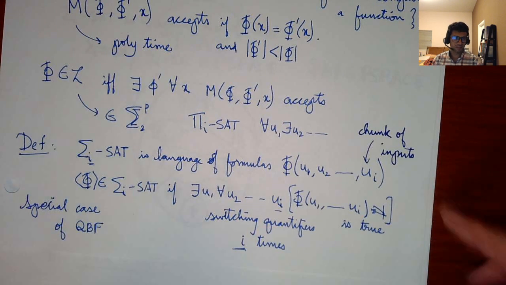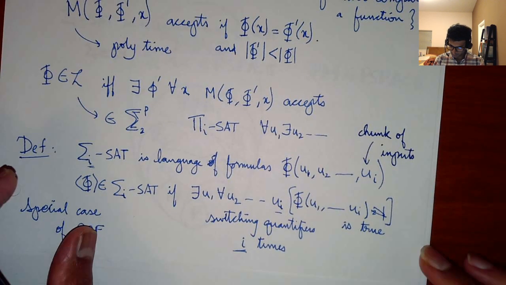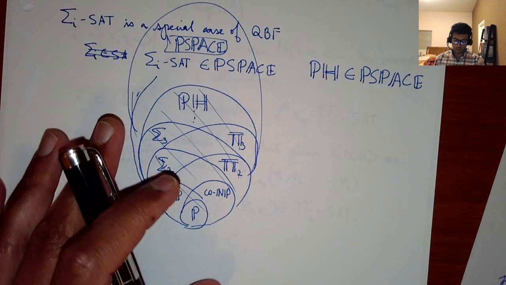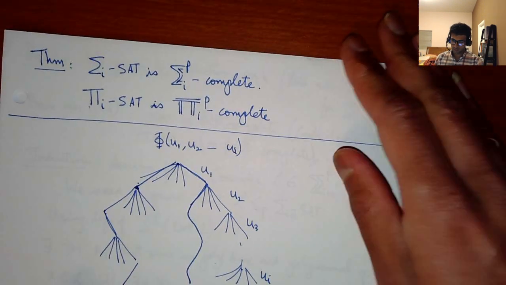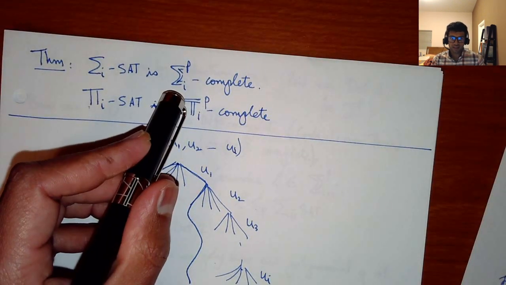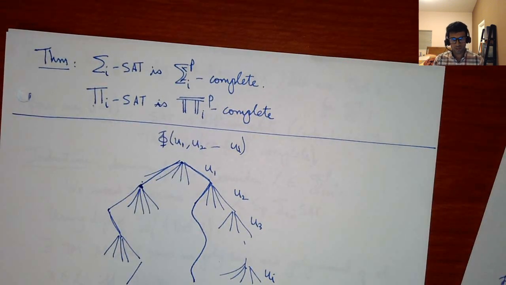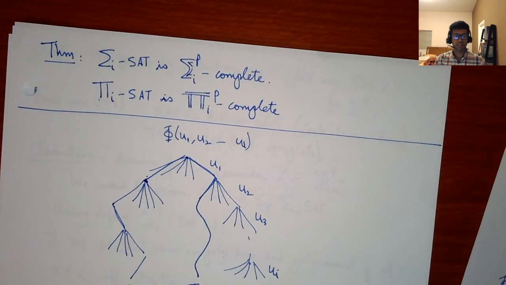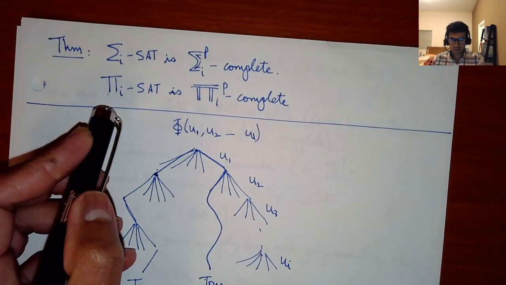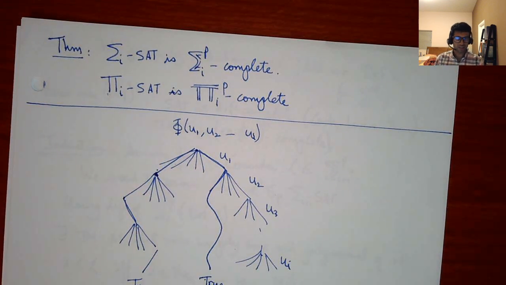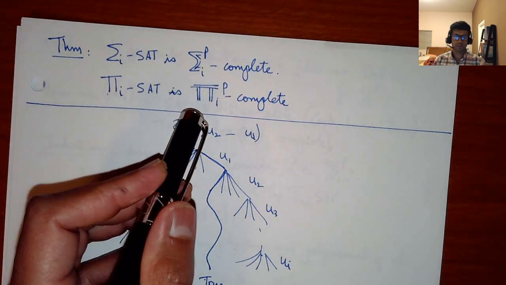So why did I say that this is a definition of the polynomial hierarchy? Well, one way to actually look at the polynomial hierarchy is really sigma I, the class, is exactly the class of problems that are all reducible to sigma I sat. So I could even turn this around and say that this is like a definition. But let's state it as a theorem. Pi I sat, which is essentially the same as sigma I sat, except you start with a for all quantification, not whether there exists, is pi I complete.